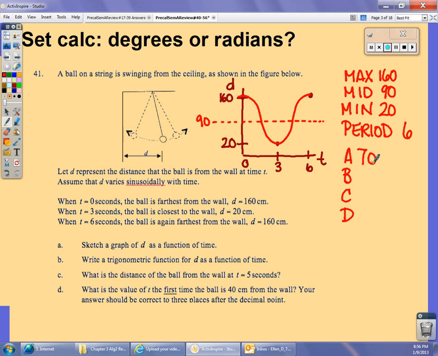B is calculated from the period. Remember, period is equal to 2 pi over B. In this case, period equals 6, or 6 over 1, so we can solve for B. Do cross multiplication, and we get 6B equals 2 pi. Divide both sides by 6, and B is equal to pi over 3.